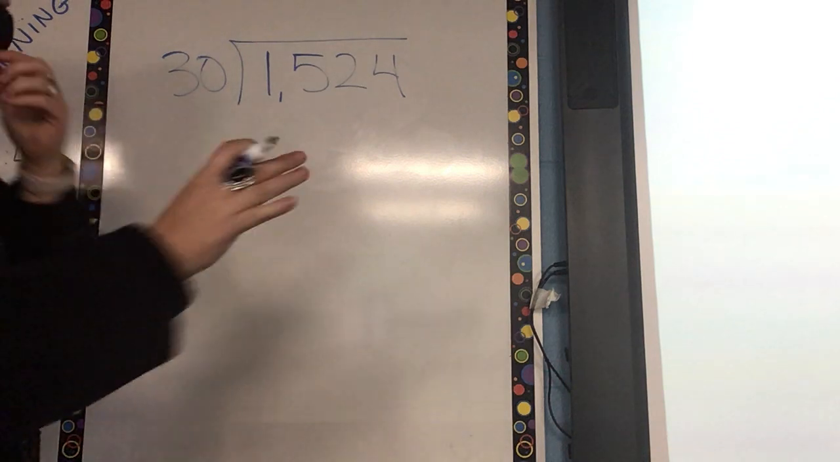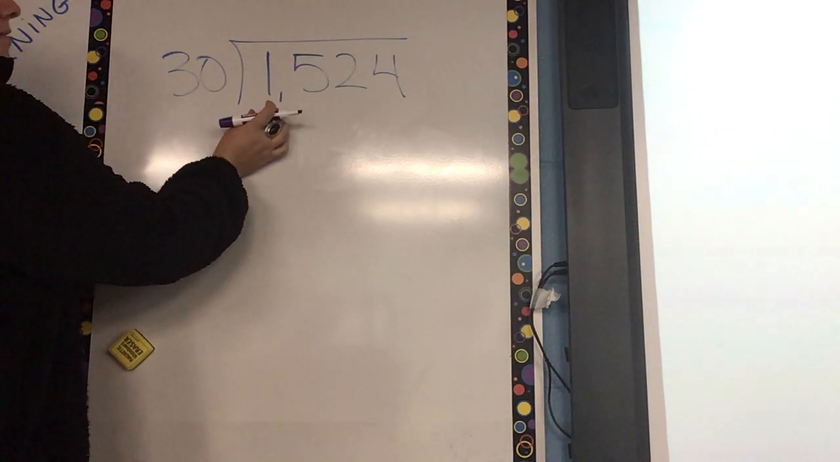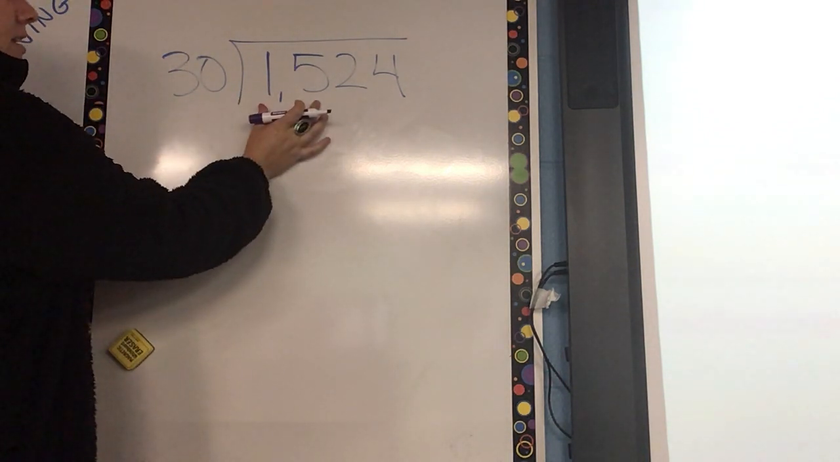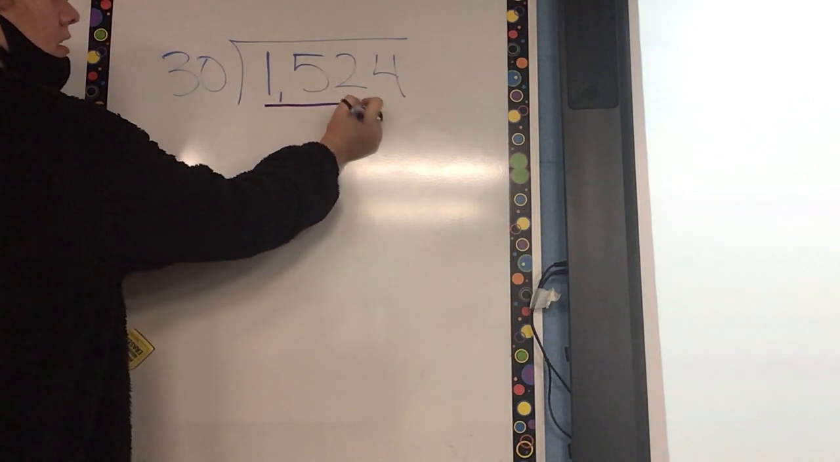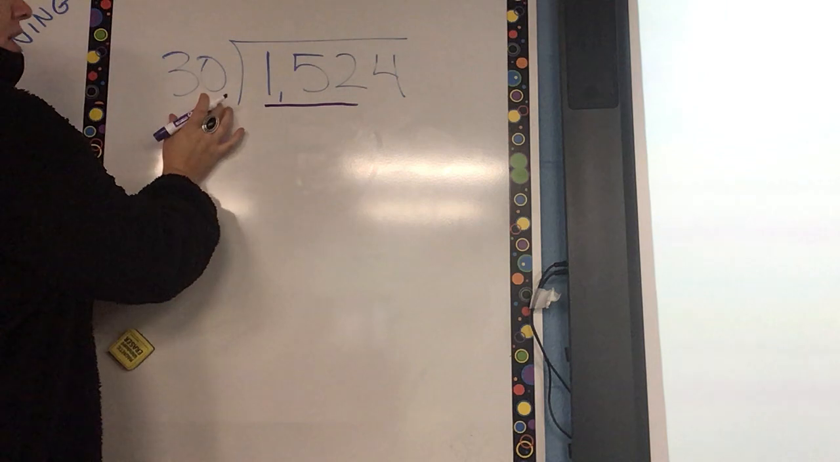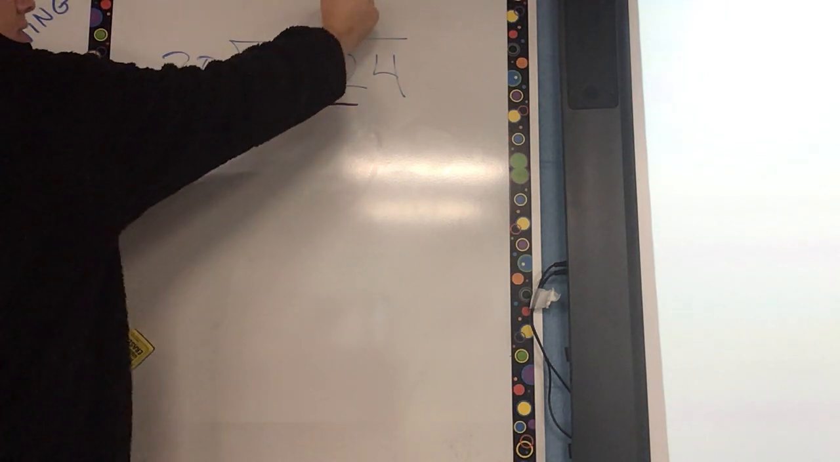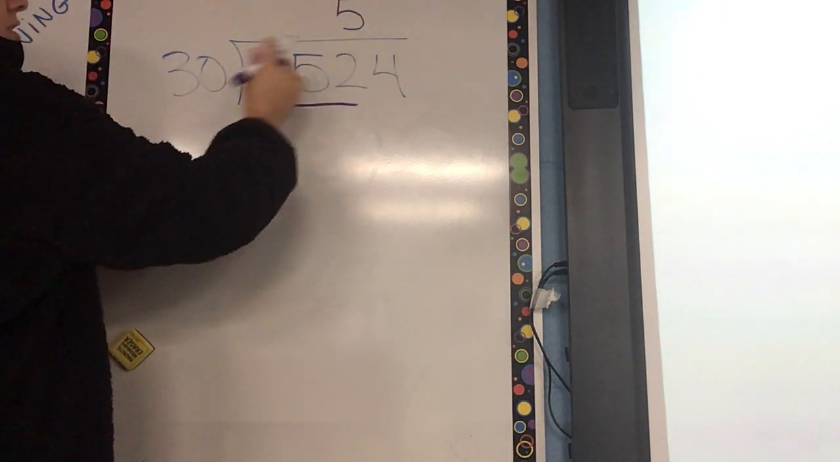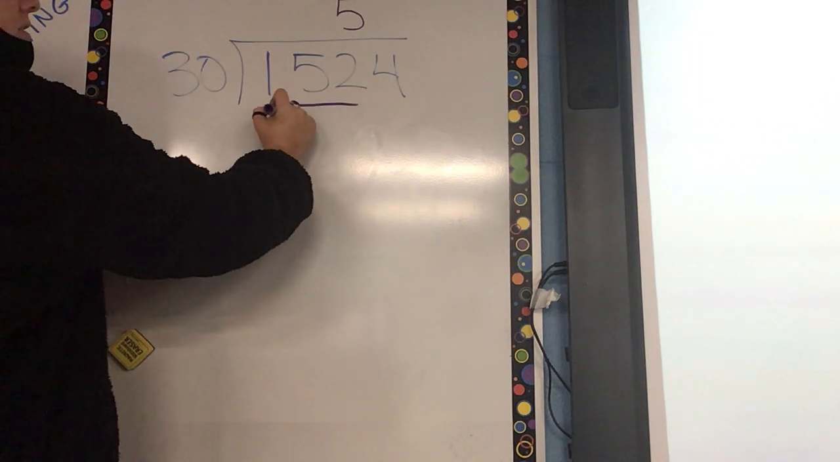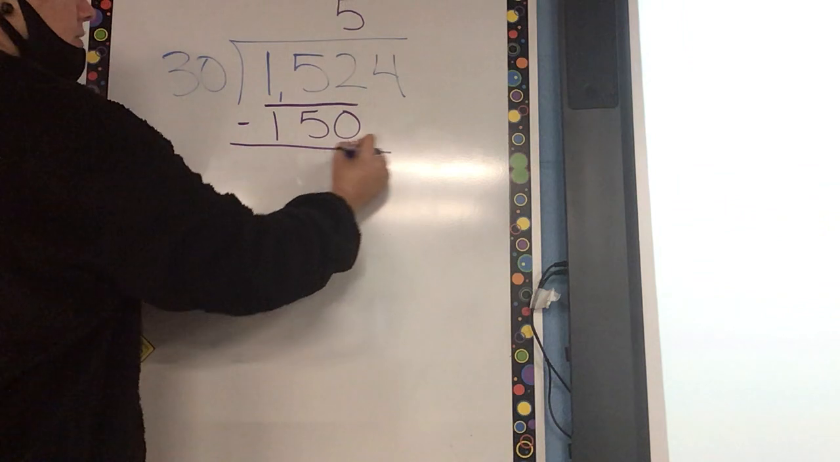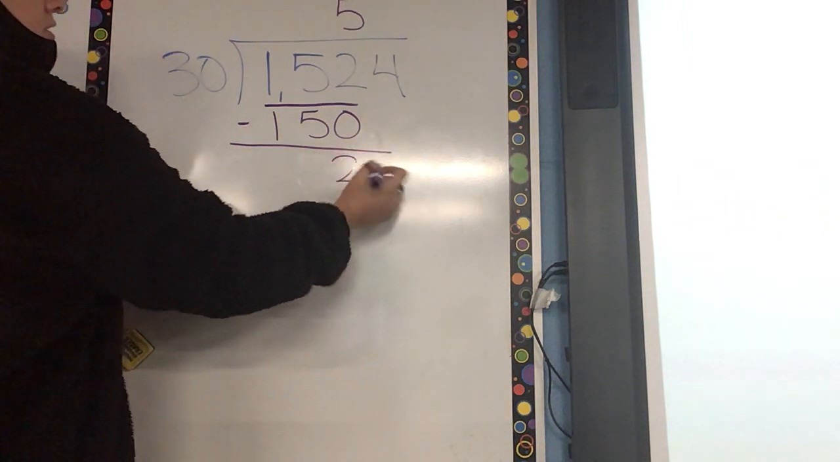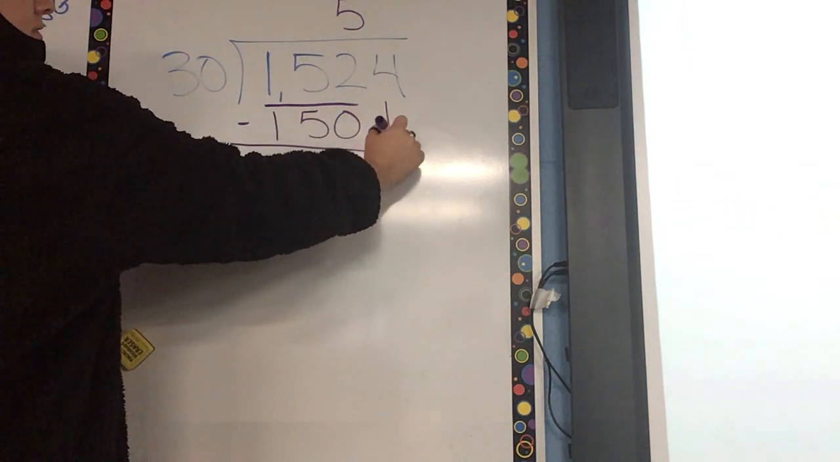All right, let's check here. Can 30 go into 1? No. Can 30 go into 15? No. Can 30 go into 152? Yes. And when you made your guess, about how many times did 30 go in? 5. Good, because what is 30 times 5? 150. Very nice. When you subtracted, you got 2, so you had to bring down 4.